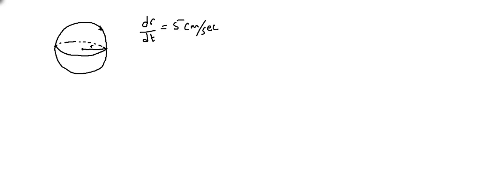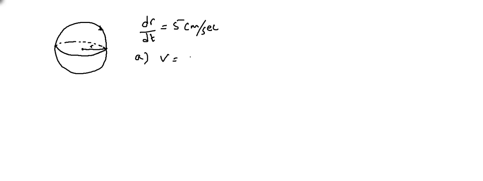Part A, find the rate at which the volume of the sphere is changing, and calculate this rate when r equals 2 centimeters and when r equals 3 centimeters. So we have to find the rate at which the volume of the sphere is changing. We need to find simply dV/dt.